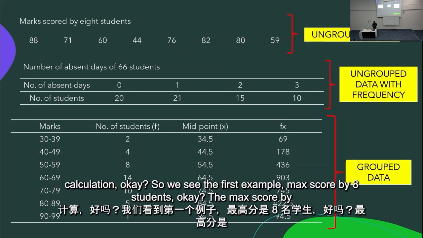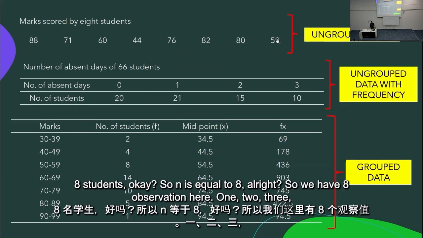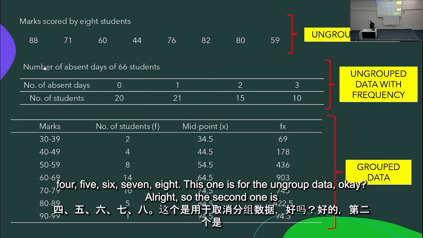So we see the first example: marks scored by 8 students, so n is equal to 8. We have 8 observations here: 1, 2, 3, 4, 5, 6, 7, 8. This one is for ungrouped data.